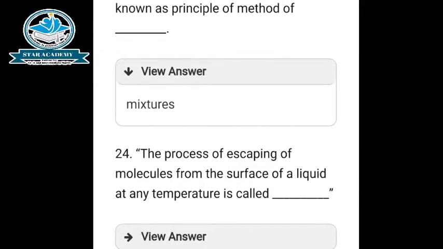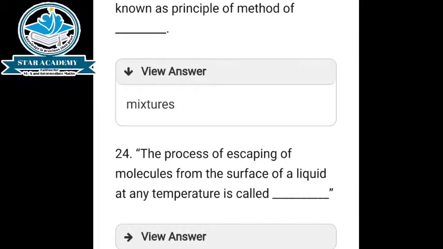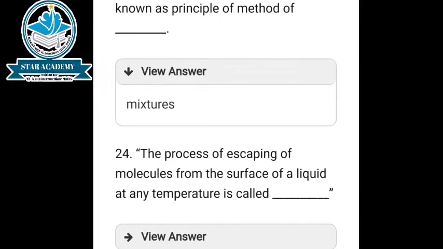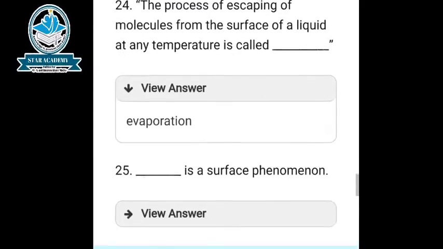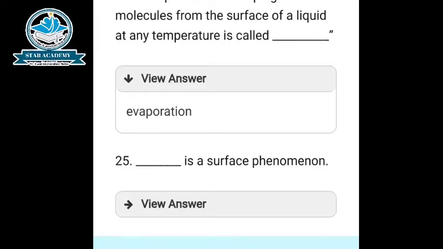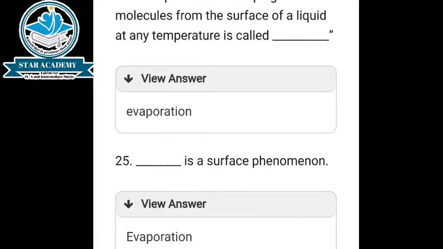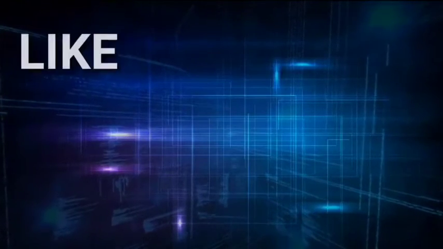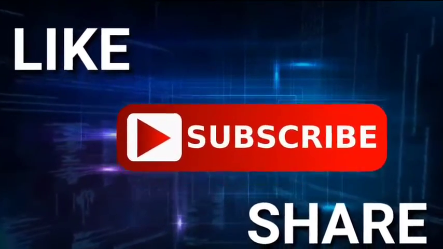24th, the process of escaping of molecules from the surface of a liquid at any temperature is called evaporation. Dash is a surface phenomenon. The answer is evaporation.